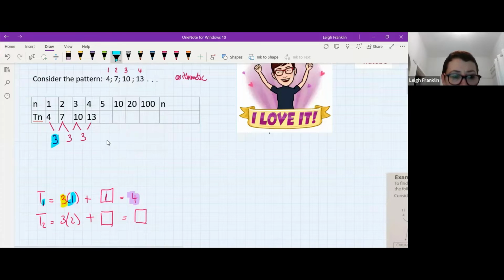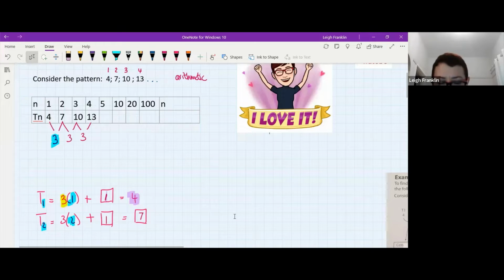Okay, so in term number 1, 1 went in. In term number 2, 2 is going in. Okay, so 3 times 2 gives us 6, but we don't get 6 as our output. Our output is 7. So what do we need to do? We need to add 1 again in order to get our answer of 7.